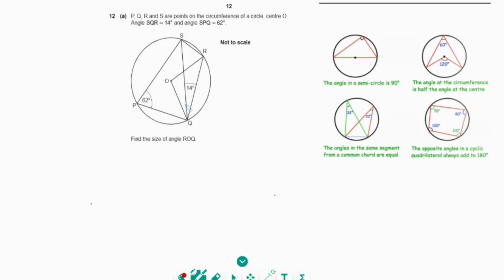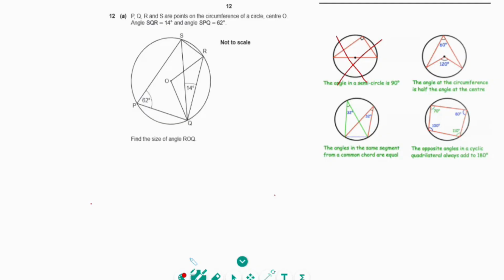Okay, I've brought over the circle theorems, the non-tangent circle theorems, to help us with this question. So let's have a look at all of these separately first. Do we have an angle in a semicircle is 90 degrees? Well, there's no diameter, so we do not have that one. Do we have the angle at the circumference is half the angle at the centre?